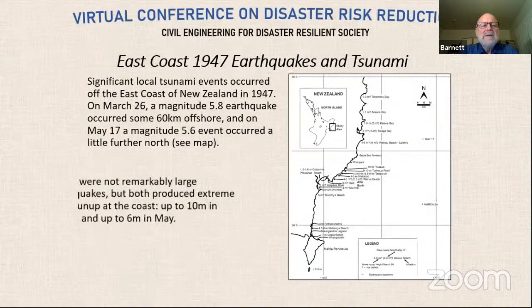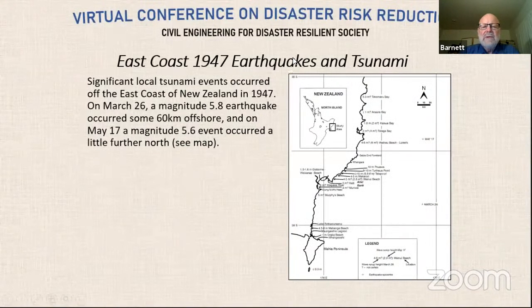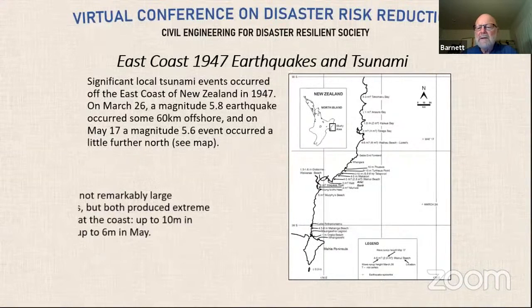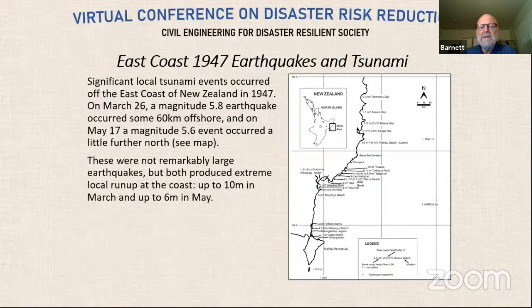So we had two significant local tsunami events. On 1947, March the 26th, we had a magnitude 5.8 earthquake. On May the 17th, a magnitude 5.6 event occurred a little further north. So there's the March one there. This is the east coast of the North Island of New Zealand, as you can see there. And the other one was there.